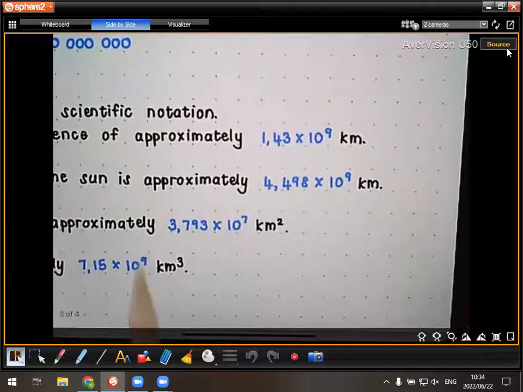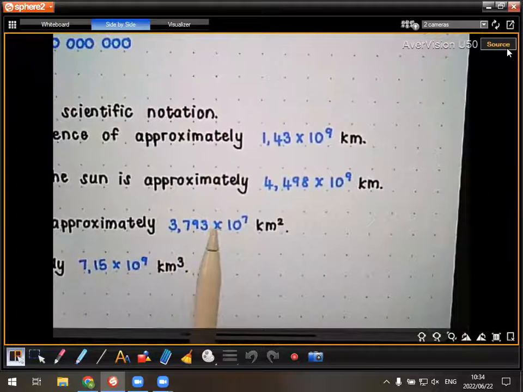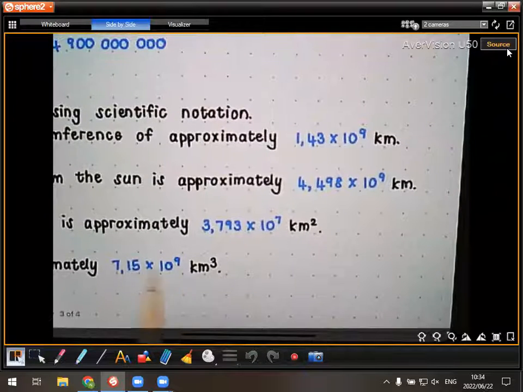2C was 3,793 times 10 to the 7. 2D was 7,15 times 10 to the 9. That's fine so far, guys. Any questions? I'm going to have to go to the next page now, so make sure that you mark those 4.